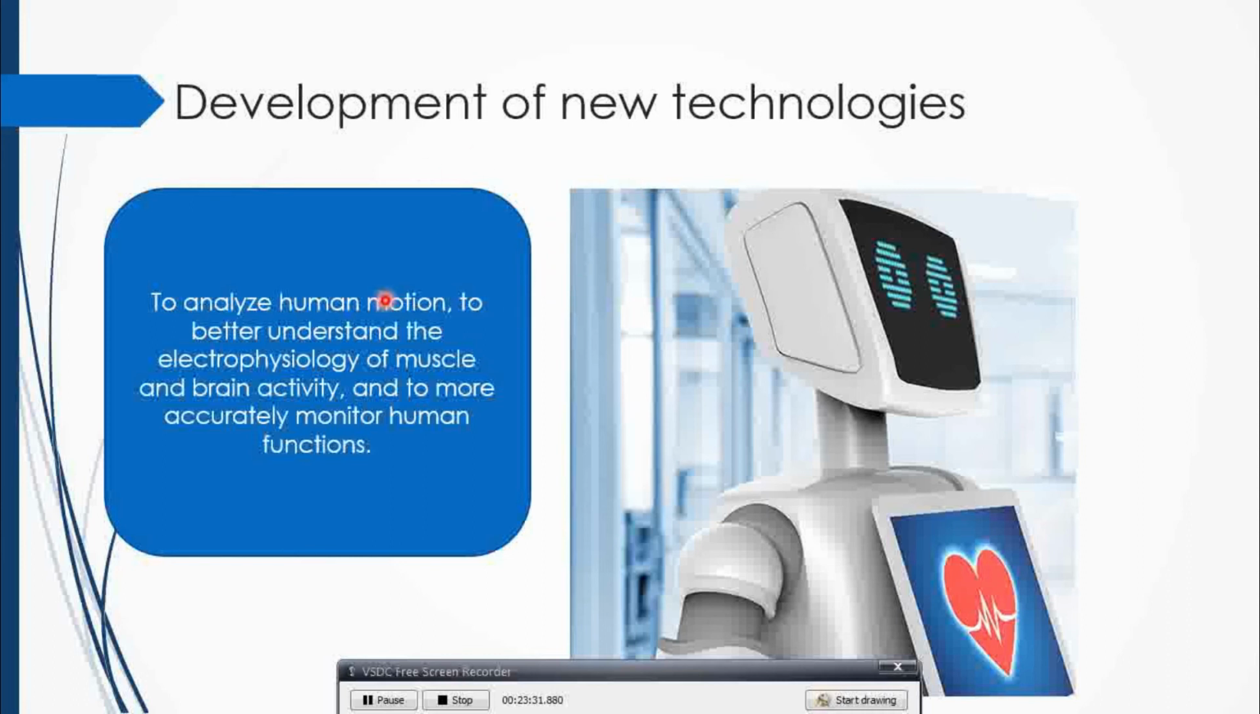Okay, this is called development of new technologies to analyze human motion, better understand the electrophysiological muscle and brain activities, and accurately monitor human function. This is an example: a personal assistant robot comes to the patient's bed and shows its readings. From a distance it can get readings of temperature, BP, pulse rate, and all the important body signals, through the development of new technologies.